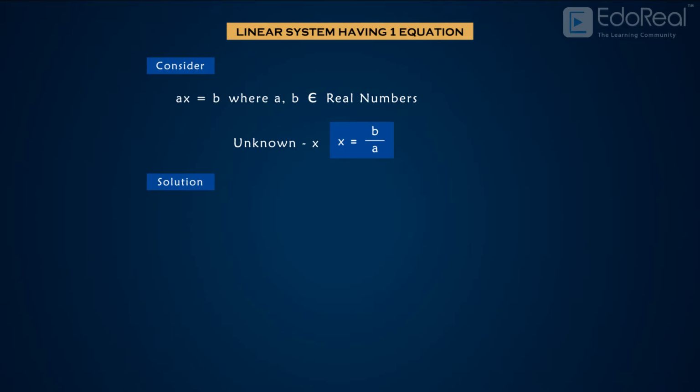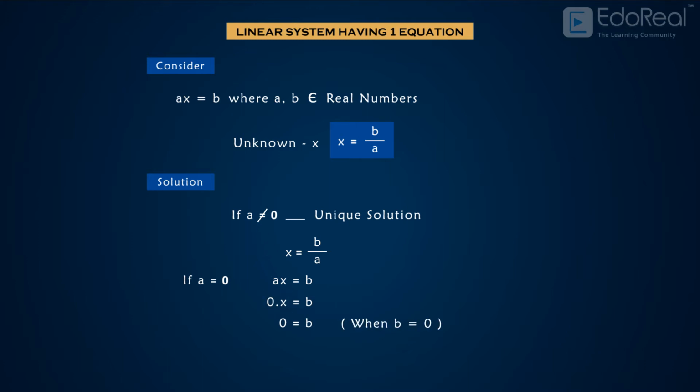The solution for x is dependent on the values of a and b. If the value of a is not equal to 0, then the system has a unique solution. The solution is x = b/a. If the value of a is equal to 0, the equation looks like 0 multiplied by x equals b. So, for any value of x, the left-hand side of the equation is 0. That is, 0 = b. Now, the right-hand side is equal to the left-hand side only when the value of b is equal to 0.